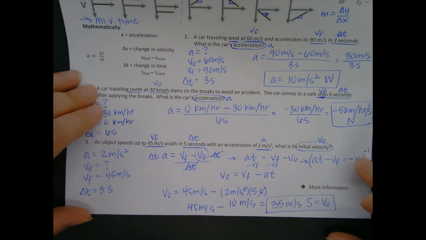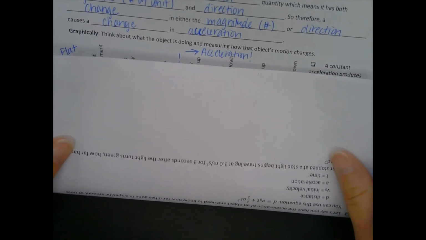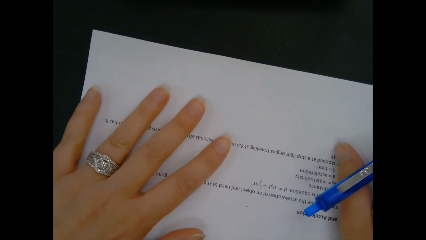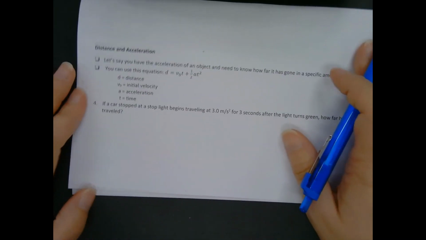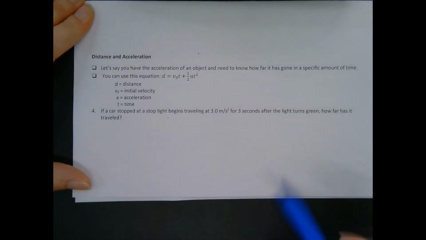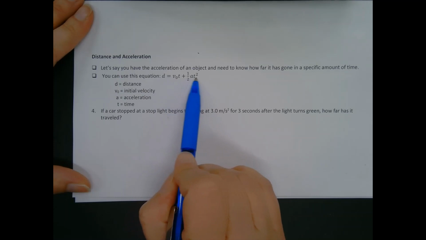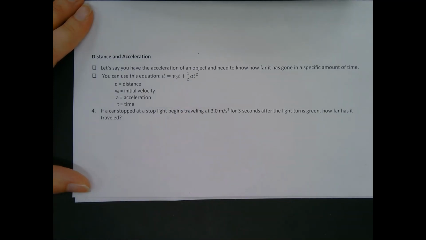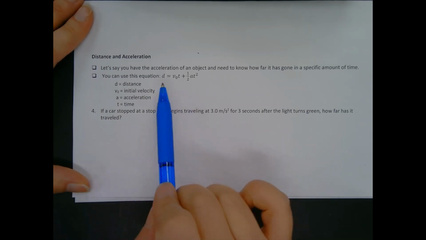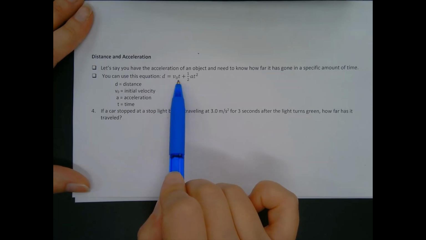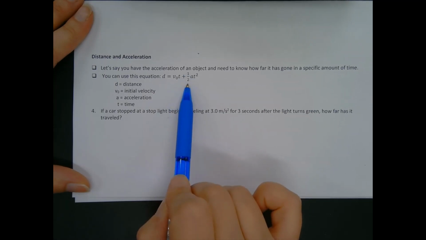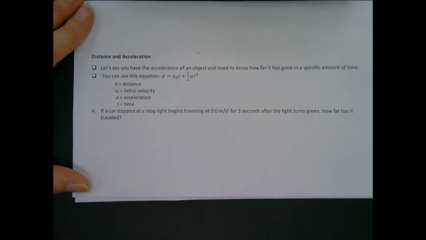Okay, let's go ahead and flip this up and connect. Ooh, I'm upside down. And let's go ahead and connect our distance with our acceleration. Okay, so let's say then you have an acceleration of an object and you need to know how far that object has gone in a specific amount of time, and we can use this equation. We have used all of these before, and now it's just a matter of plugging it in and identifying what we've got to see how far that object has gone. So we've got distance equals my initial velocity times the time that it's traveled plus 1/2 of its acceleration times time squared. Okay, so here we go.